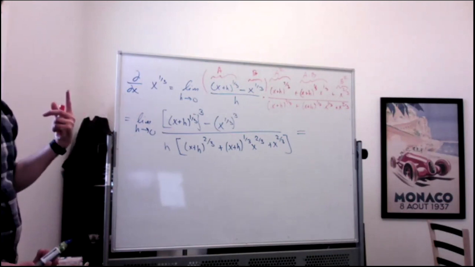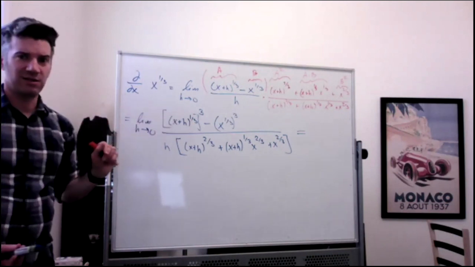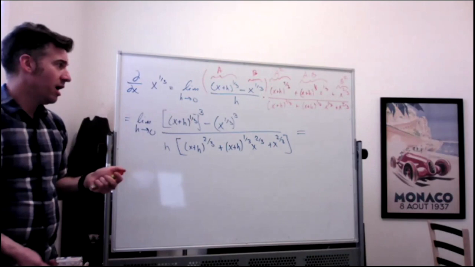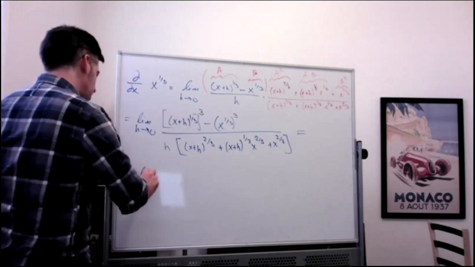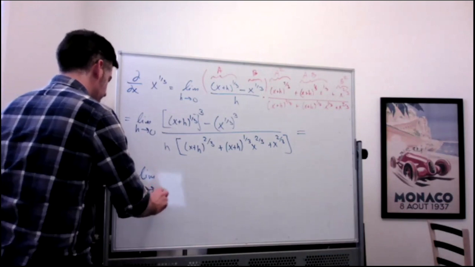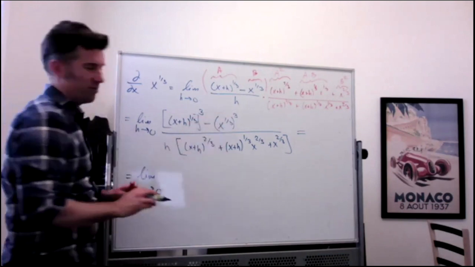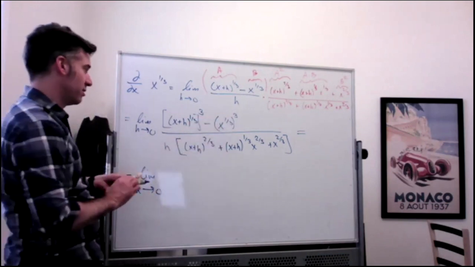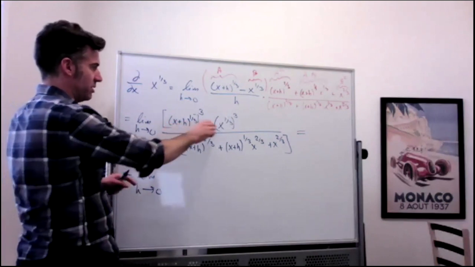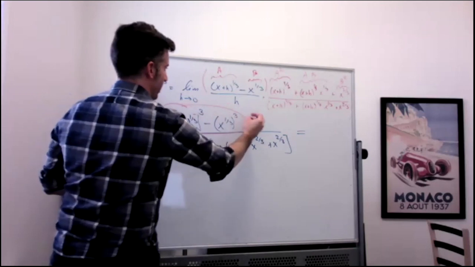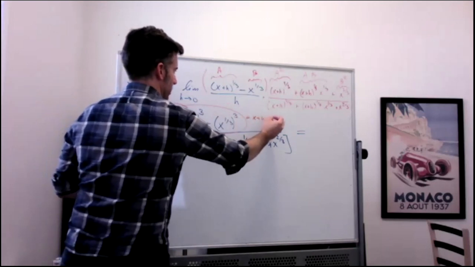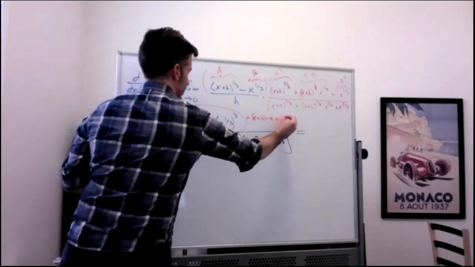So the top is just x plus h minus x, which is just h. I'm going to try and make my life not terrible. I'm going to say the top is just h, if the limit is h goes to 0 of, right? In fact, I'm going to be really kind of lazy about this. So that's x plus h, that's x. So this whole top, that's just x plus h minus x, which is h.